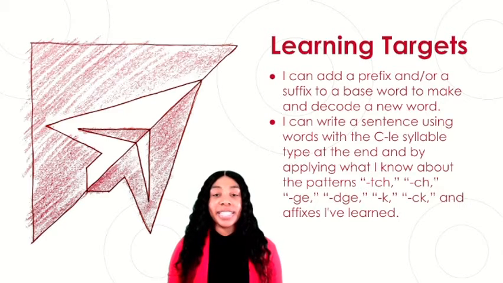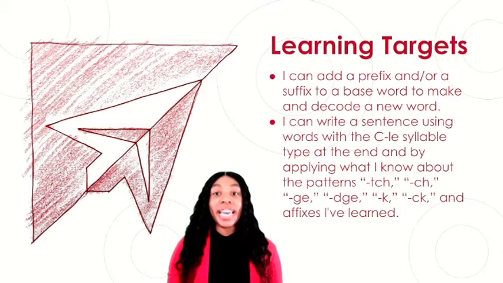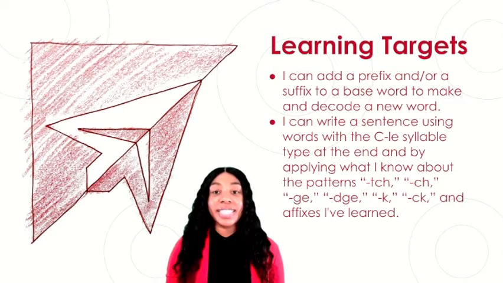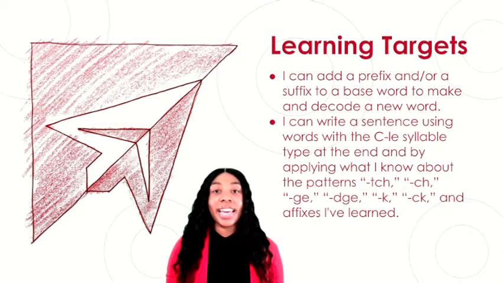Our first learning target says, I can add a prefix and a suffix to a base word to make and decode a new word. The second learning target says, I can write a sentence using words with the consonant LE syllable type at the end and by applying what I know about the patterns TCH, CH, GE, DGE, K, CK, and affixes I've learned.